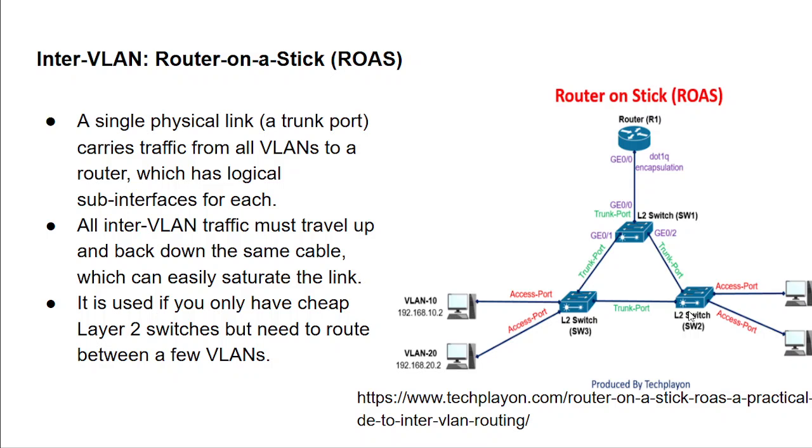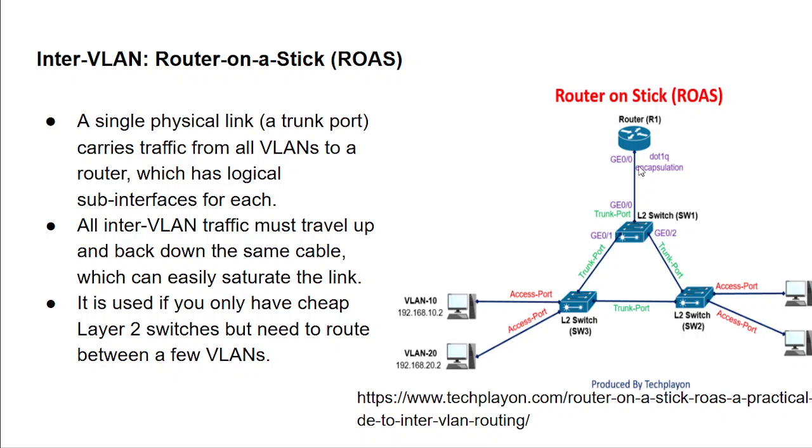The first option for doing inter-VLAN routing is the so-called router on a stick, ROS. To illustrate this, I borrowed this picture from this link. So basically, we have layer 2 switches for access.